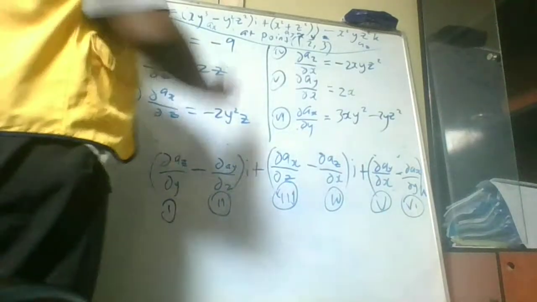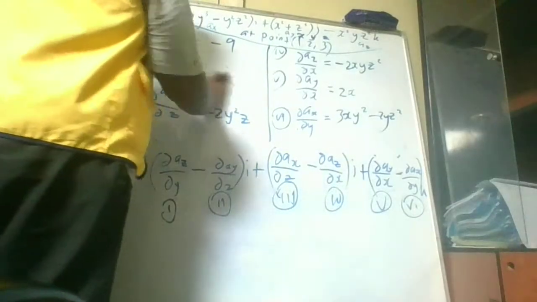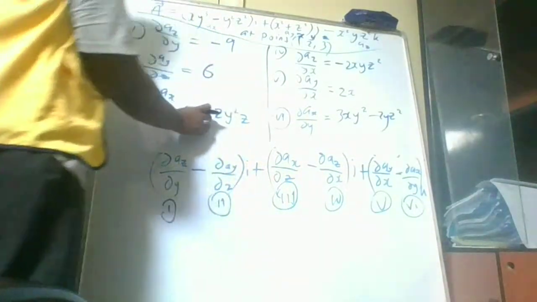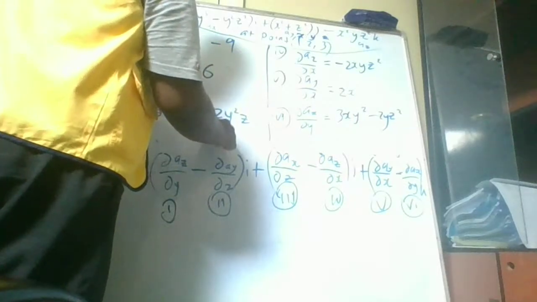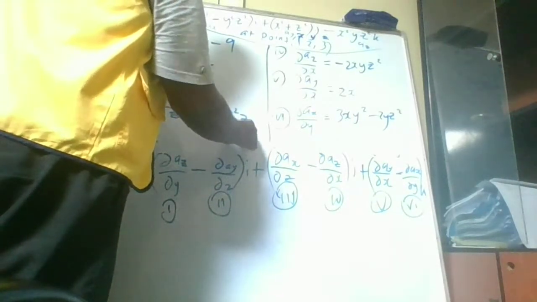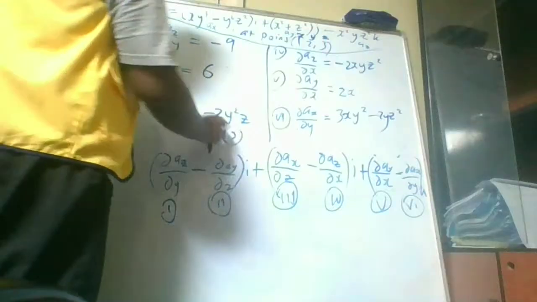So here we have 2z. Z is equal to 3, so here we have 6. Here we have negative 2 times y squared z. So that's negative 2 times y squared. The y squared is 2 squared, times z. Z is 3. So that will be negative 8 times 3, that's negative 24.